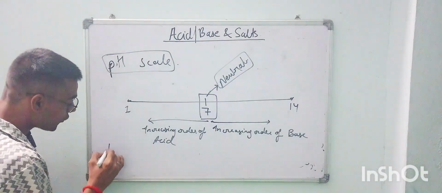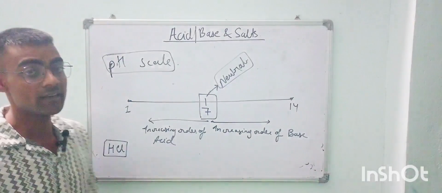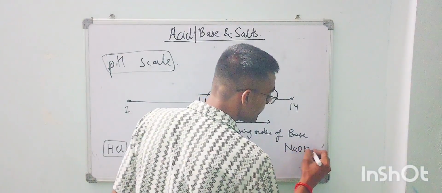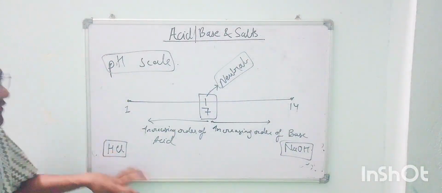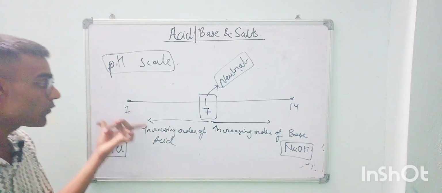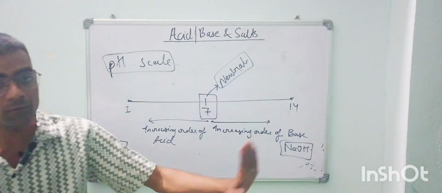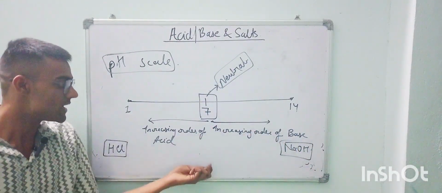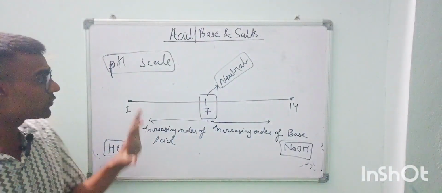The strongest acid is HCl, hydrochloric acid, and the strongest base is sodium hydroxide, NaOH. So basically the pH scale goes from 1 to 14, where 7 is neutral, and after 7, whenever we move further, it is an increasing order of base, and if we move in reverse, it is an increasing order of acid. So this is the pH scale.